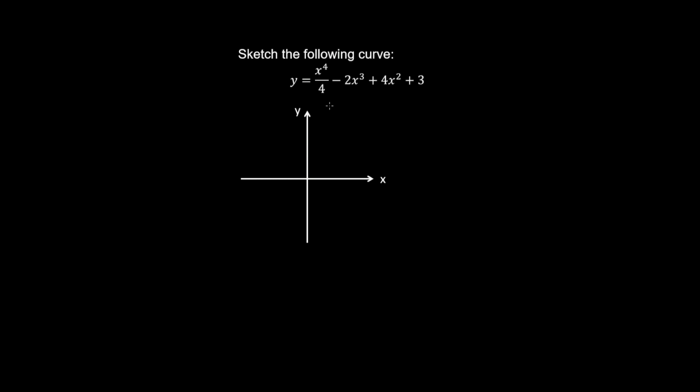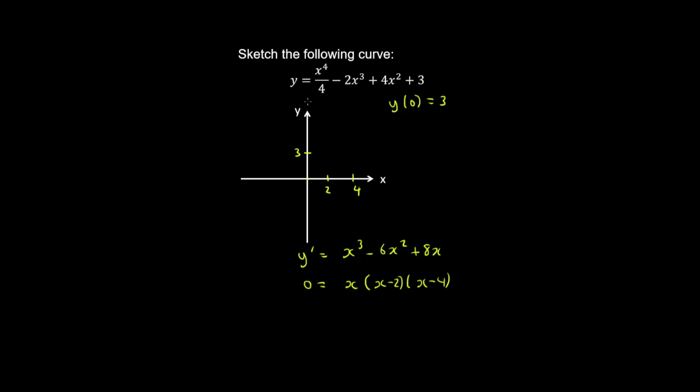Let's sketch the following polynomial curve. Well, we can find the y-intercept by setting x equals 0, and then differentiating the function with respect to x. Well, what we get is x cubed minus 6x squared plus 8x, and then setting the derivative to 0 and factorizing this expression, we get x by x minus 2 by x minus 4. So therefore, we're going to have critical points at x equals 0, x equals 2, and x equals 4.